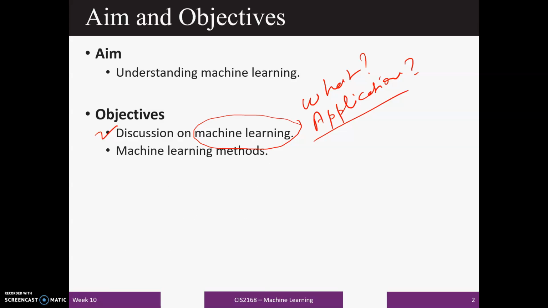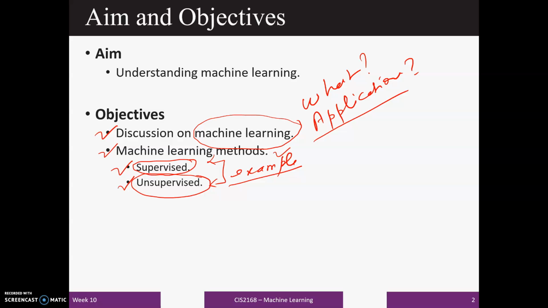The second objective is machine learning methods. Under this objective, I will explain 2 different types of machine learning methods. The first one is supervised machine learning methods, and the second one is unsupervised machine learning methods. I will use examples to explain these 2 machine learning methods.